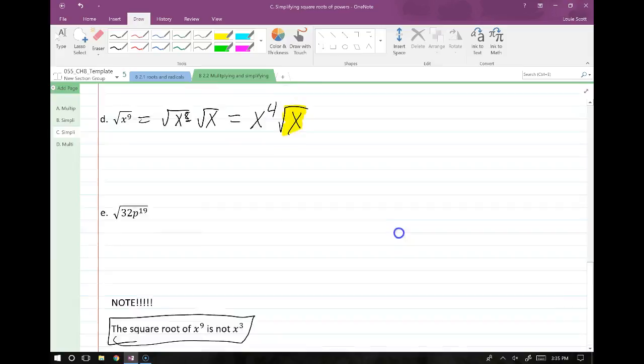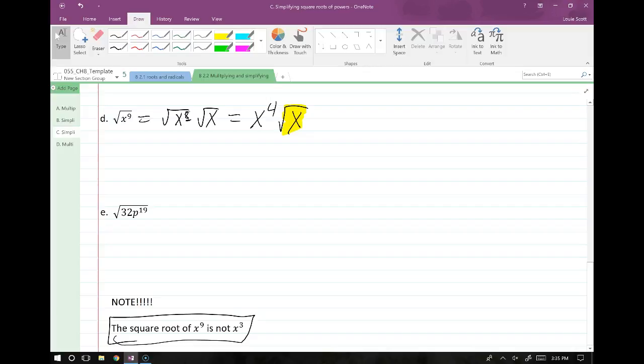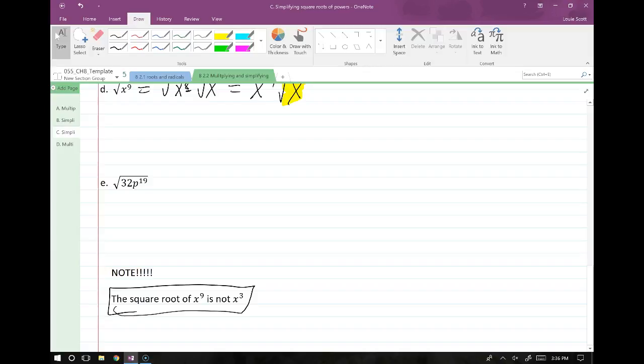All right, so how about this one? This one contains both numbers and variables, so I'm going to simplify everything. First, I'm going to figure out what I want to turn my 32 into. 32 is equal to 16 times 2, so we're going to want to break it up like that. So I have 16 multiplied by 2. Now I'm going to split up my p. My p turns into p to the 18th and p to the 1, that solo p.